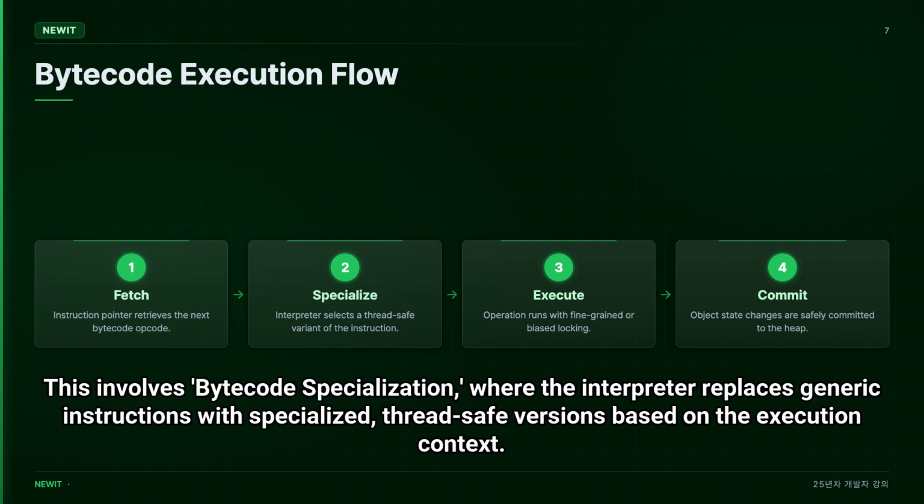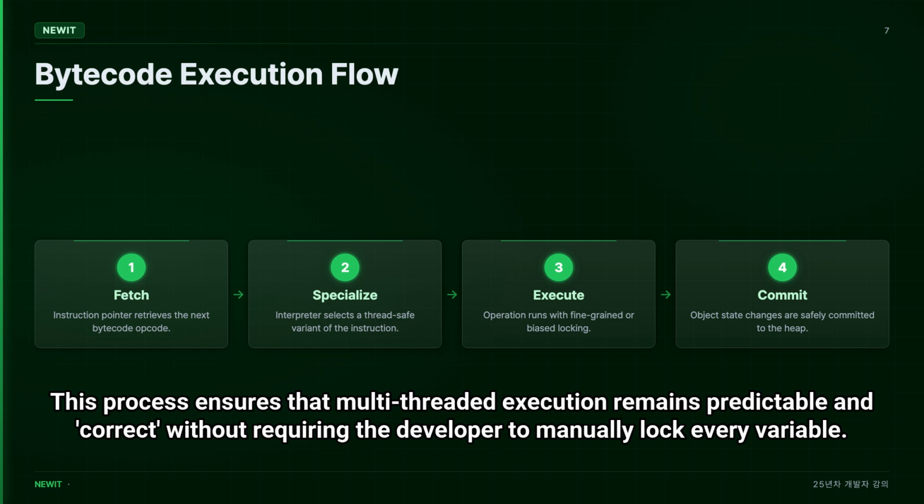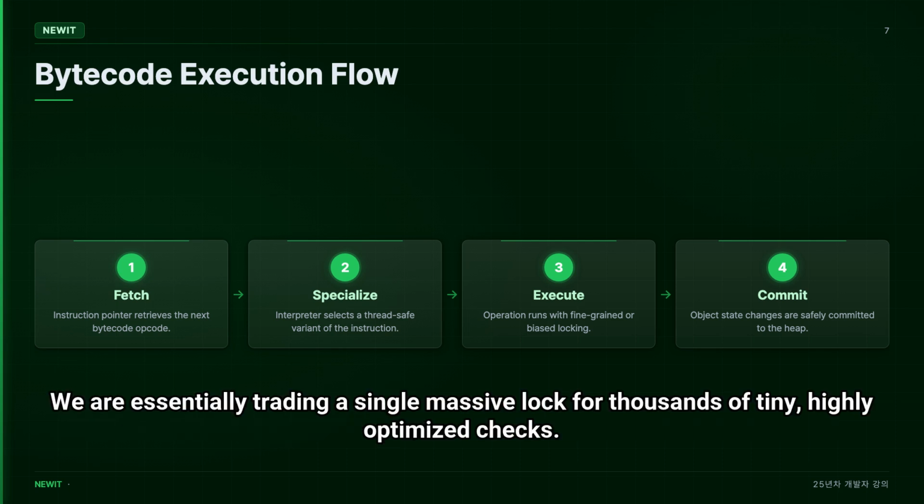This involves bytecode specialization, where the interpreter replaces generic instructions with specialized, thread-safe versions based on the execution context. Python 3.14 optimizes this by using a deferred safety model. It identifies hot code paths and applies more aggressive optimizations while maintaining internal consistency. This process ensures that multi-threaded execution remains predictable and correct without requiring the developer to manually lock every variable. However, this safety comes at the cost of instruction overhead. We are essentially trading a single massive lock for thousands of tiny, highly optimized checks.